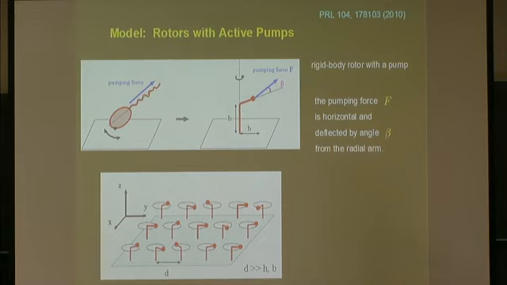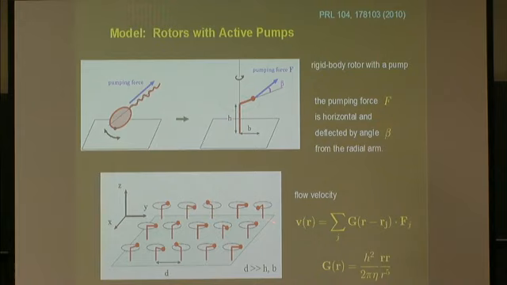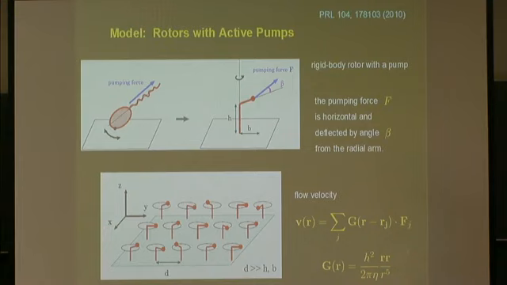We consider a two-dimensional lattice of such rotors with grid size d. d is assumed to be much larger than the height and the radius of the rotor. Then the flow velocity is given in this form. Here, F_j is the force exerted by the jth rotor, and G is the Green's function of the Stokes equation. It's not the usual Oseen tensor because of the no-slip boundary condition at the surface. When the distance is much larger than the height of the rotor, it's given in this asymptotic form. It's basically 1 over the distance cubed, but it has an anisotropic tensorial structure.